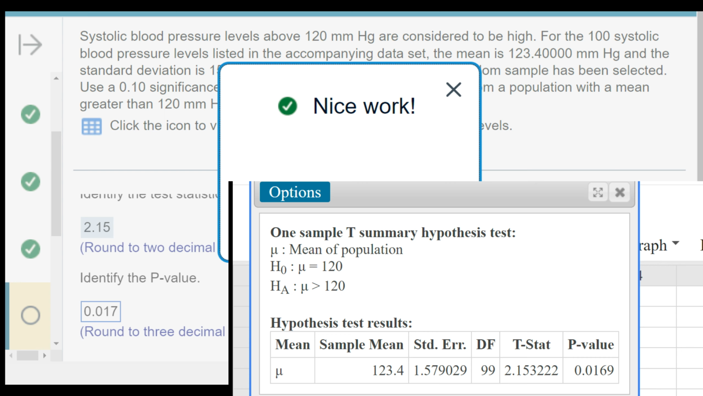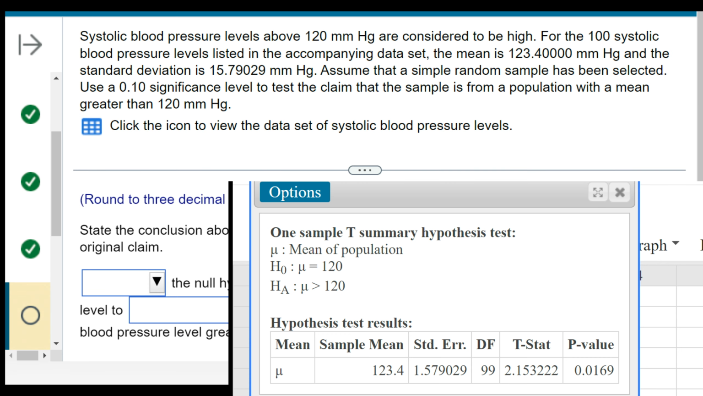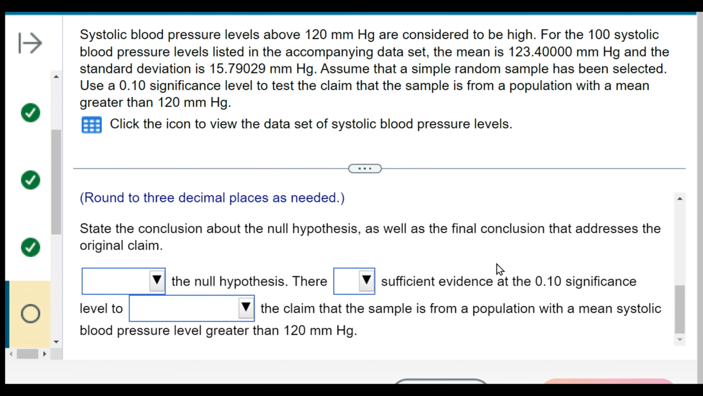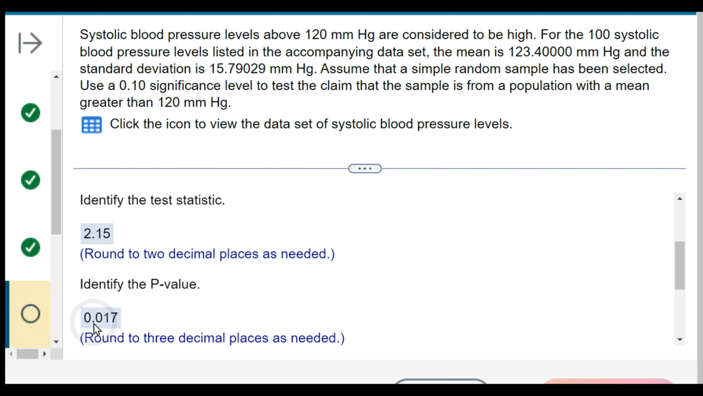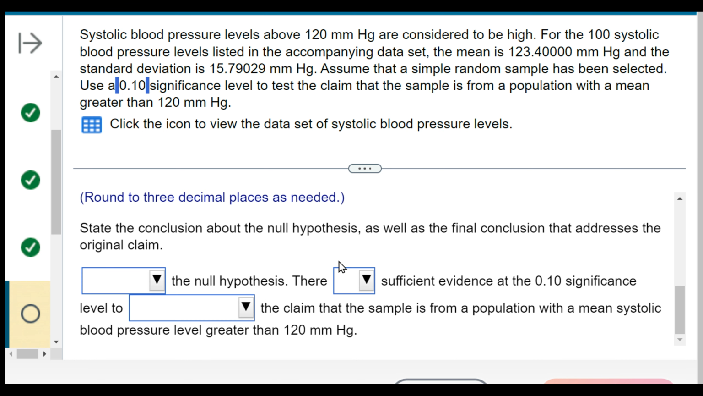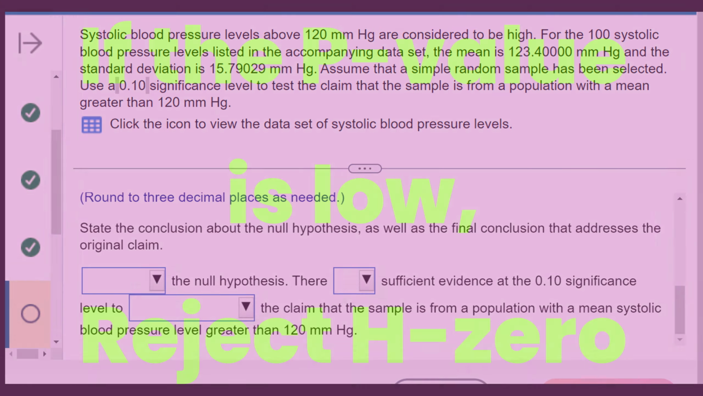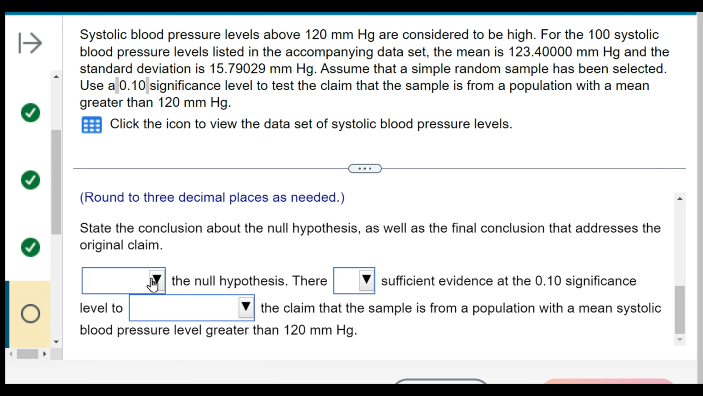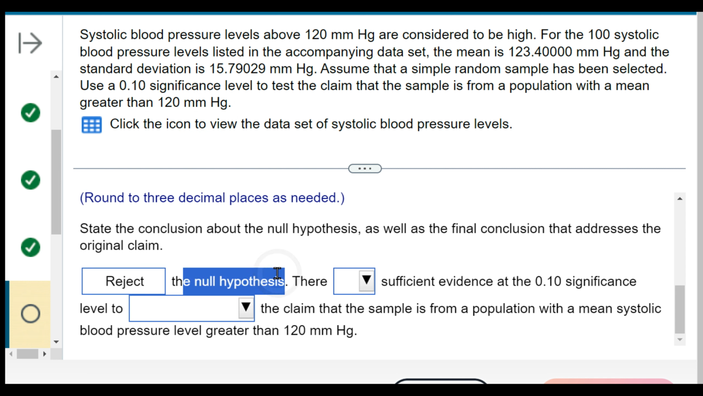Time for the conclusion. It's the same story as before. If the p-value is low, reject H0. Well, my p-value here is pretty low. It's almost 2%, and that's an awful lot lower than 10%. So I have the p-value being low. If the p-value is low, lower than what? Lower than the significance level. If the p-value is low, reject H0. So I shall reject H0.